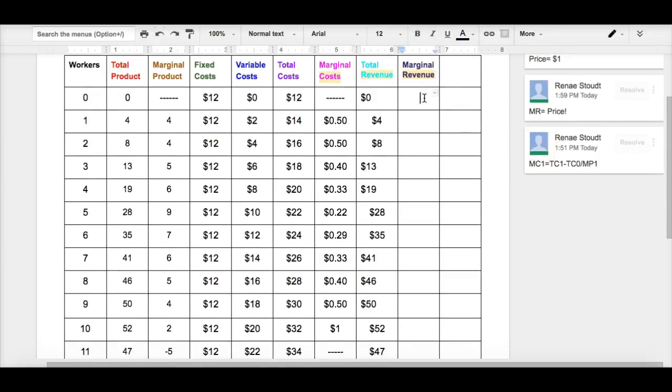The only exception is, because it's a marginal column, you can't do 0 workers because we didn't add anything or change anything. And you can't do any of the workers where you have a negative marginal product. So 11 workers in our case, you can't do as well because it's a negative marginal product. All right, other than that, you can fill in 1 all the way down. So I'm actually going to copy and paste this all the way down.